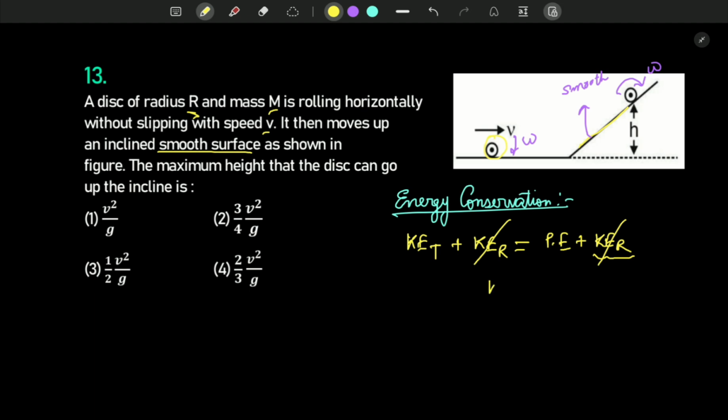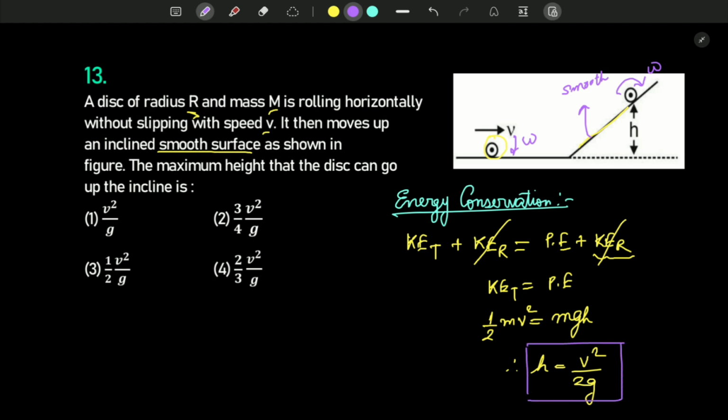So translational kinetic energy on one side and potential energy on the other, and translational kinetic energy is half mv square. This is nothing but potential energy mgh. From here I will get h equals v square by 2g. So this will be our final answer. Now looking at the options, I can see option 3 is v square by 2g. So this is the correct answer to our question.